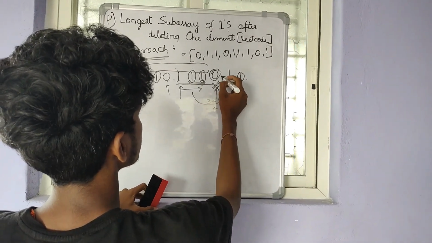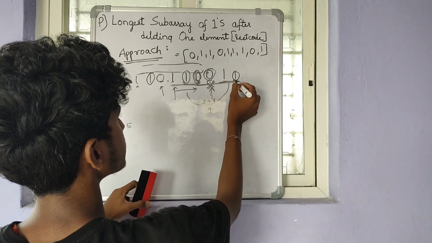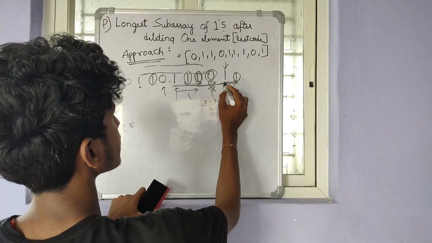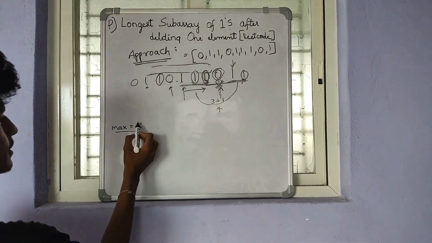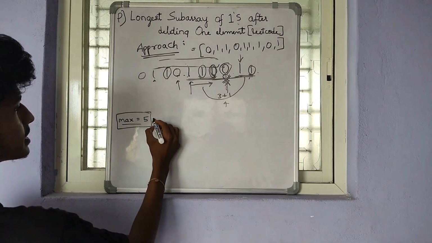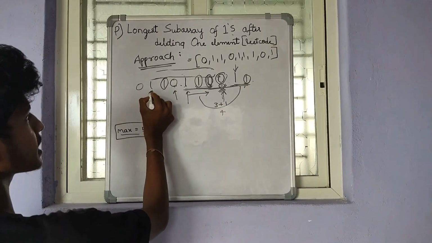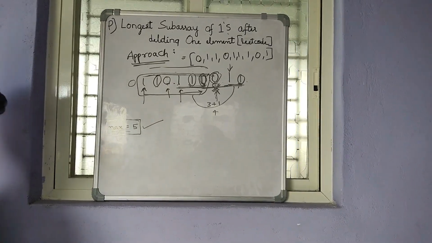The value will be 4. If you start from here, the value will be 3. If you start from here, the value will be 2. If you start from here, the value will be 2. Okay, so the output for this is the 5 remains in this max variable, hence you have to return the 5. This is the max ones if you start from here. This should be the output. Okay.